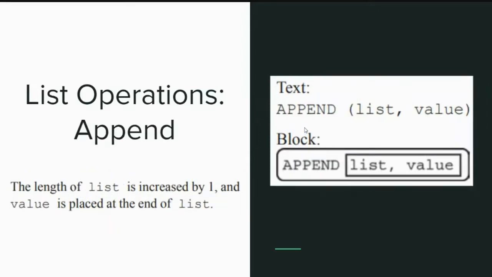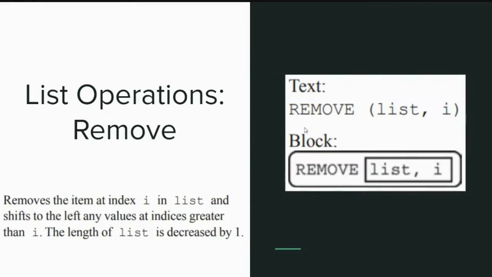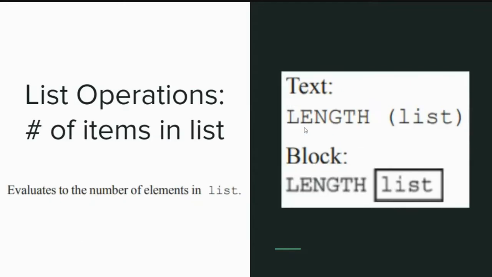Append. The length of the list increased by 1, and this puts the value at the end. Instead of inserting it, you're appending it. Say, take the list and add this to the bottom of my list. Here's where you remove something from the list. Item number 7. Remove item number 7, whatever that is. And this will tell you how long your list is.